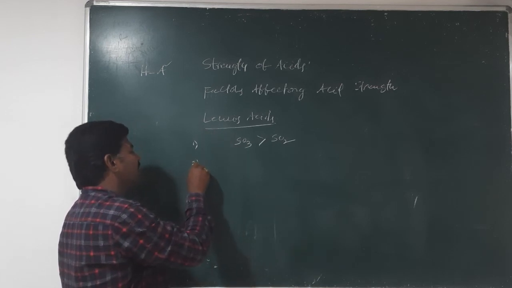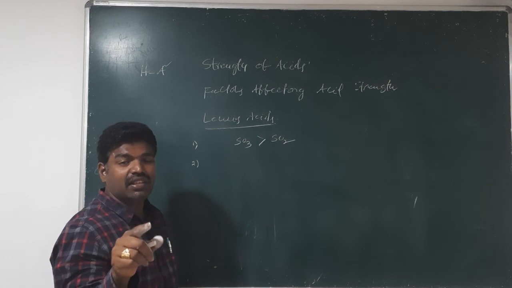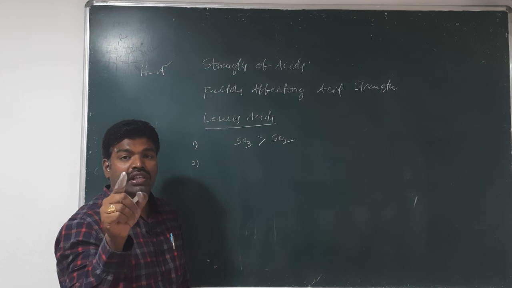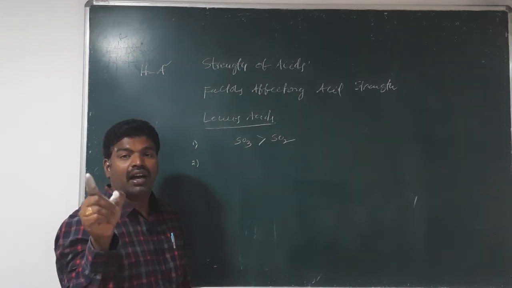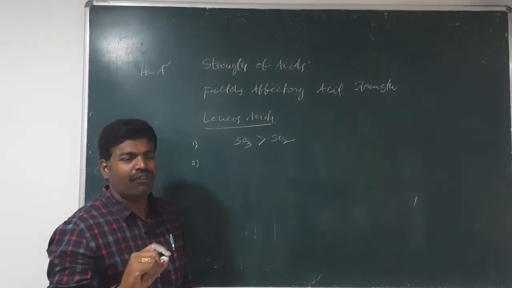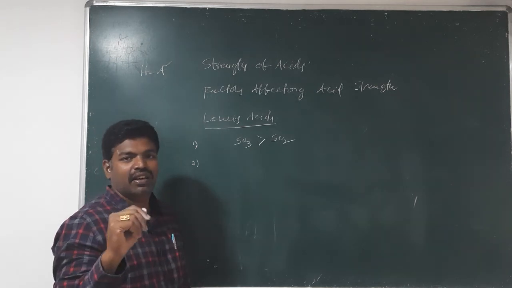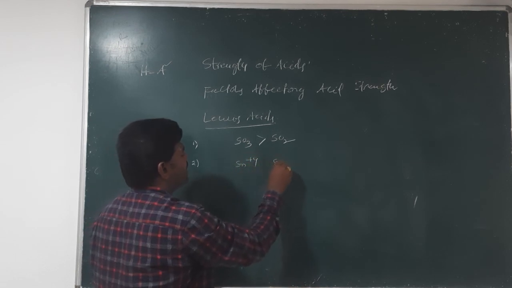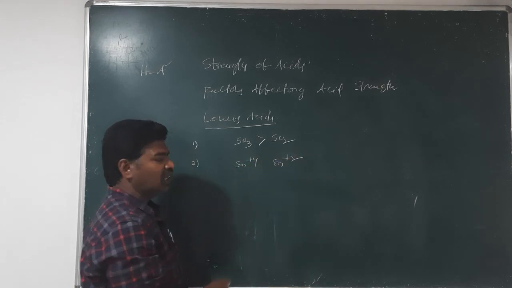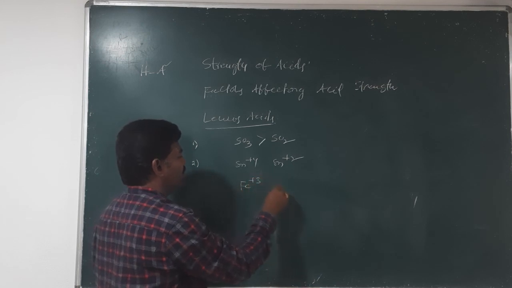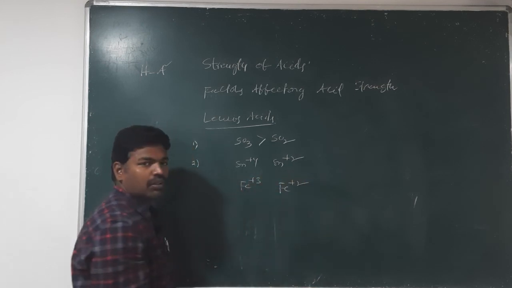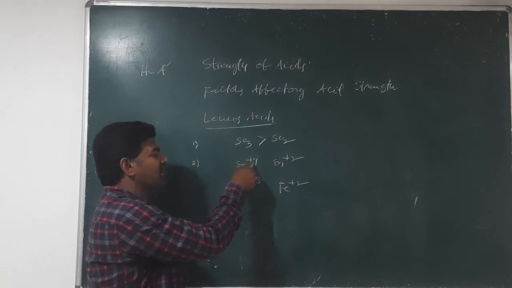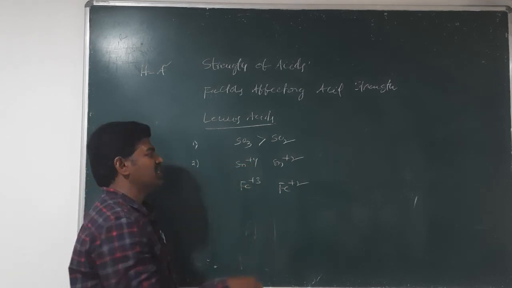And the second one is that increasing the charge on the ion makes it a relatively strong acid. You can understand this with an example. For example, if you take Sn4+ and Sn2+, Fe3+ and Fe2+, the ion with the highest charge is the strongest Lewis acid.